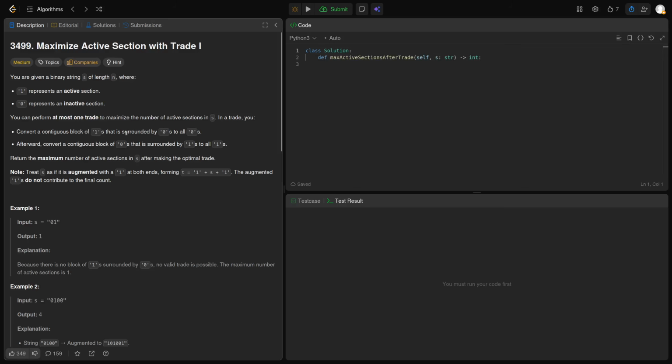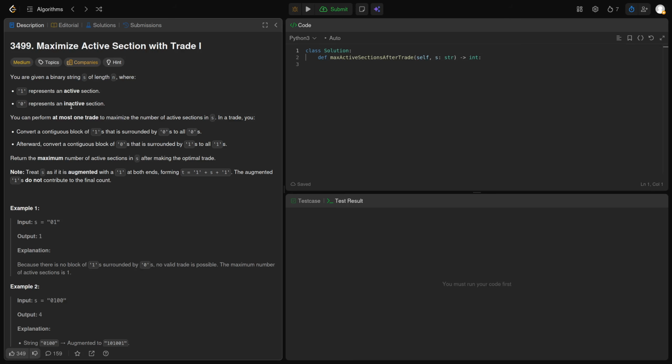Today we're doing medium problem 3499, maximize active sections with trade 1. So we're given a binary string, 1 is active, 0 is inactive. We are doing one trade to maximize the number of active sections, so the number of ones. In one trade we can convert the continuous block of ones that is surrounded by zeros to all zeros, and then convert a continuous block of zeros that is surrounded by ones to all ones.